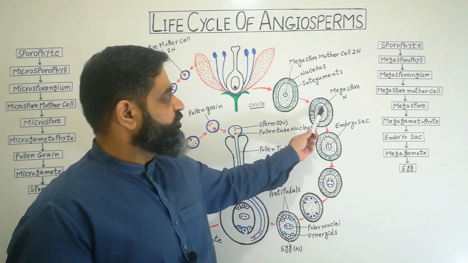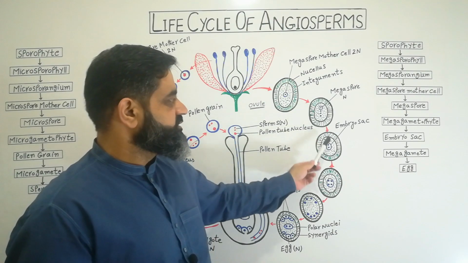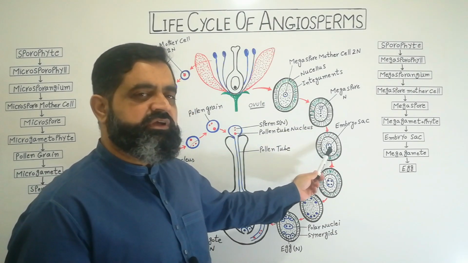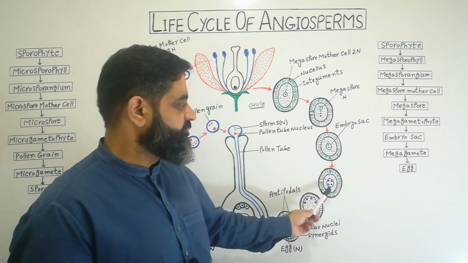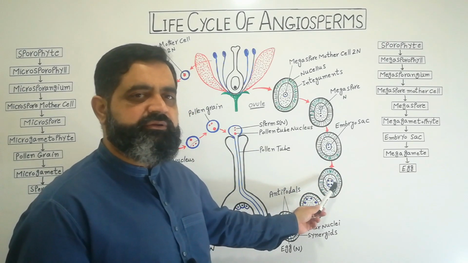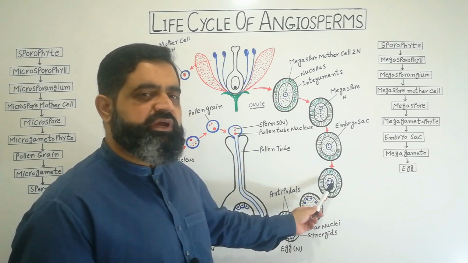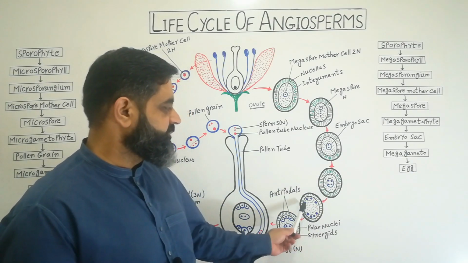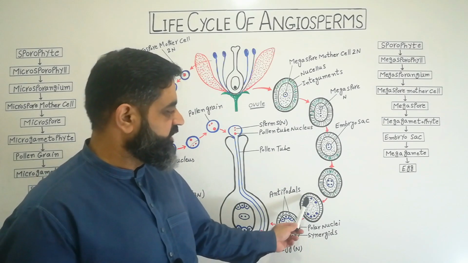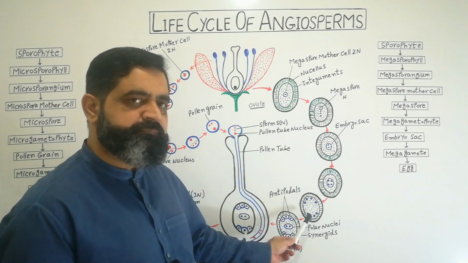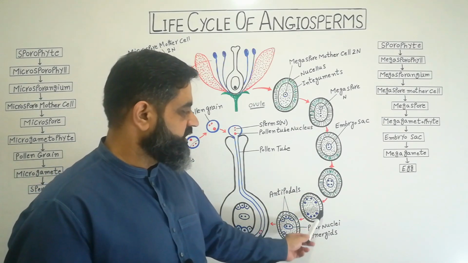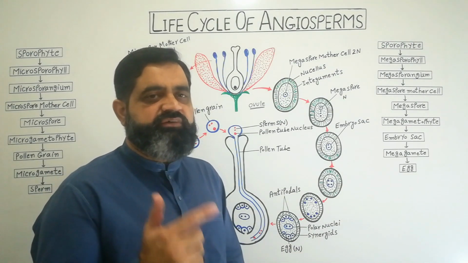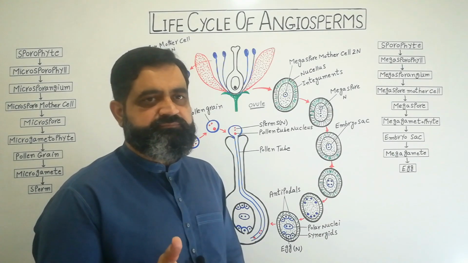When this megaspore cell divides by mitosis, it produces 2 nuclei. Now this has 2 nuclei. They undergo mitosis again and produce 4 nuclei in a single membrane. Then these 4 nuclei undergo mitosis a third time and produce 8 nuclei, as you can see in this diagram: 4 nuclei on the upper side, 4 on the lower side. Now this whole structure is also known as the embryo sac. The 8 nuclei will divide into 7 cells.